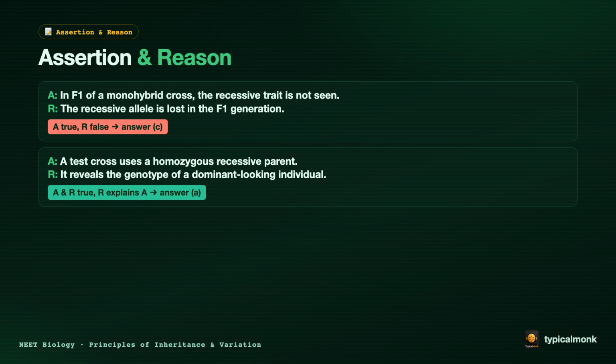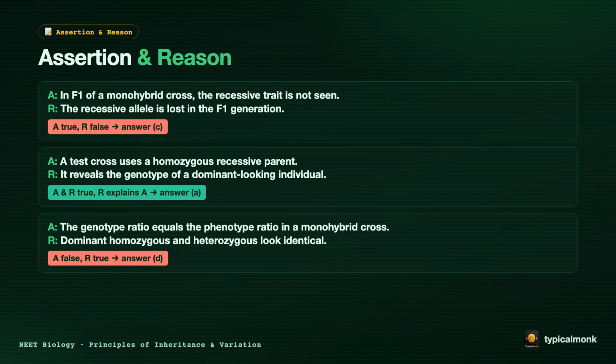Second, A, a test cross uses a homozygous recessive parent, R. It reveals the genotype of a dominant-looking individual. Both are true, and R correctly explains A, so the answer is A. Third, A, the genotype ratio equals the phenotype ratio in a monohybrid cross. R, dominant, homozygous, and heterozygous look identical. Here, A is false, but R is true, so the answer is D.